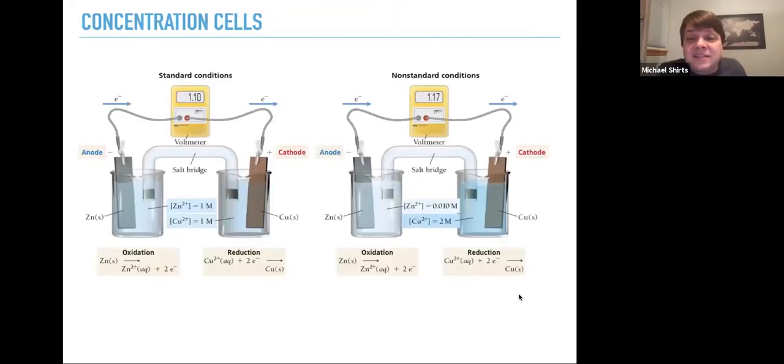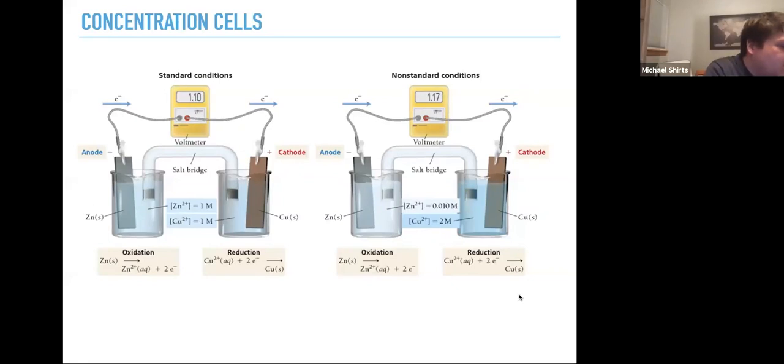Because of this, if you have different concentrations, for example, in a standard cell, we can calculate the voltage just by taking the 0.76 and adding it to the 0.34, and we get 1.10 volts. But if we lower the concentration of the zinc and raise the concentration of the copper, it turns out we actually get a little bit of a higher voltage. So what's going on here? We could just plug it into the Nernst equation and you get exactly that relationship.